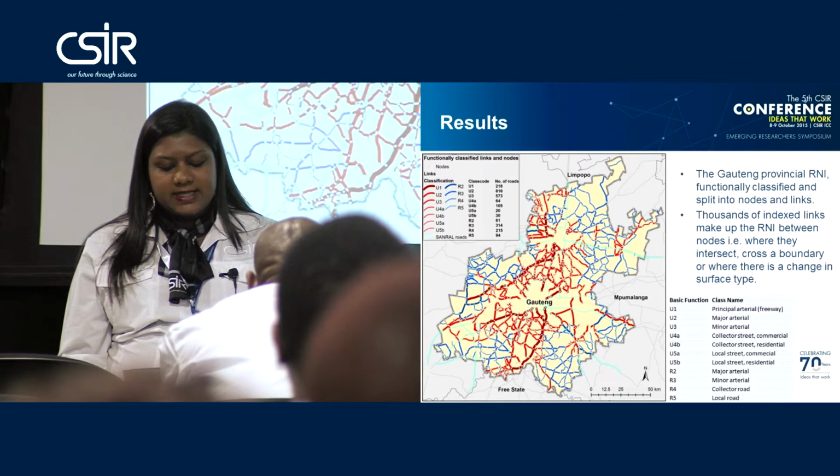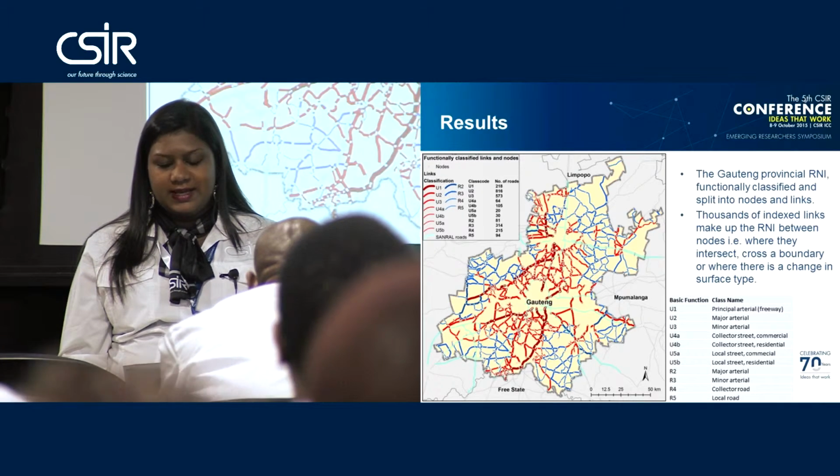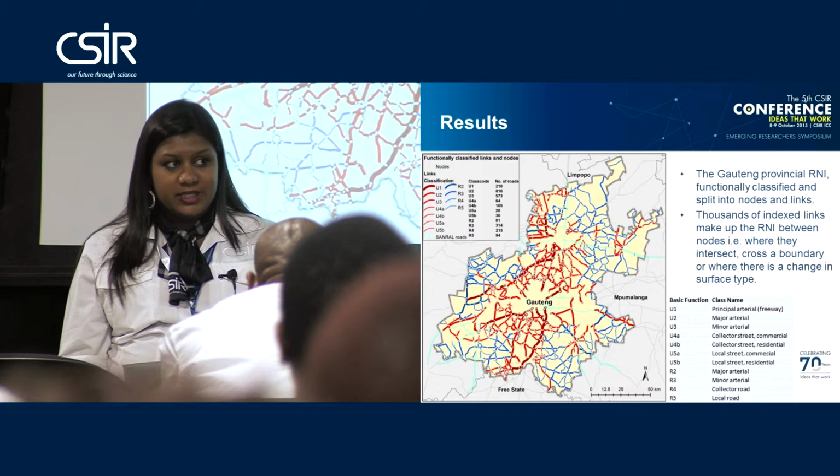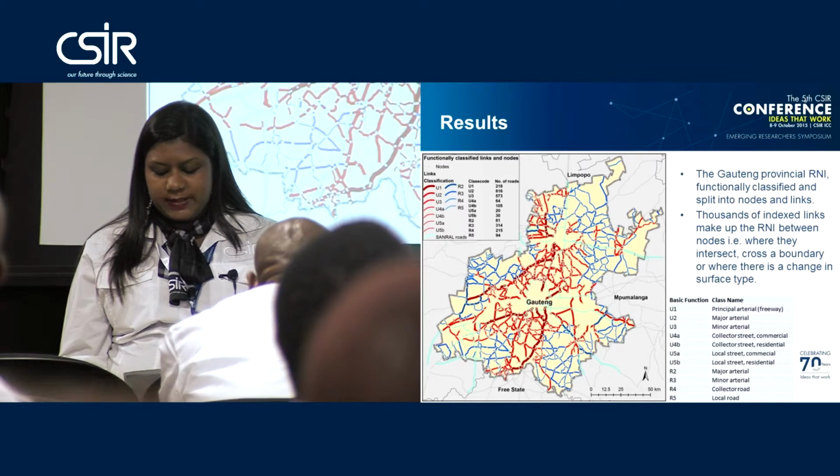A common misconception exists that if nodes are far apart and the associated links are fairly equal in length, then the road in question is homogeneous. However, it can be seen from the many attributes that most roads are heterogeneous in nature. 72% of the classified roads in Gauteng were of an urban nature.